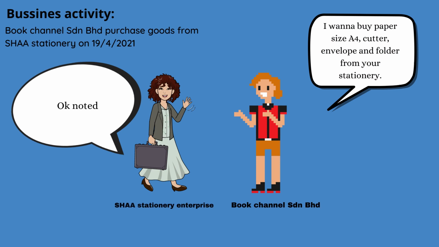Business activity. On 19 April 2021, Book Channel Sdn Bhd purchased goods from Shah Stationery on credit. Book Channel Sdn Bhd: I want to buy 400 units of A4 paper, 600 units of folders, 720 units of envelopes, and 150 units of cutters from your stationery. Shah Stationery: Okay, noted.